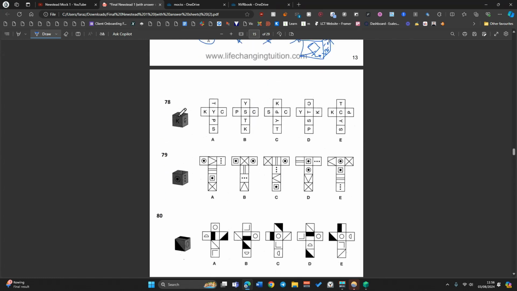Okay, last 3 questions here. This is a T, if you can see that. So K and C are opposites on A, so it can't be that. T and K and C, so if we fold this, S is going to be below it, and C is actually going to come up and be next to the K. However, if you imagine the way it's being folded, it's actually going to be pointing like this. Alright, so this is what the C is going to look like in B, so I don't think it will be B.